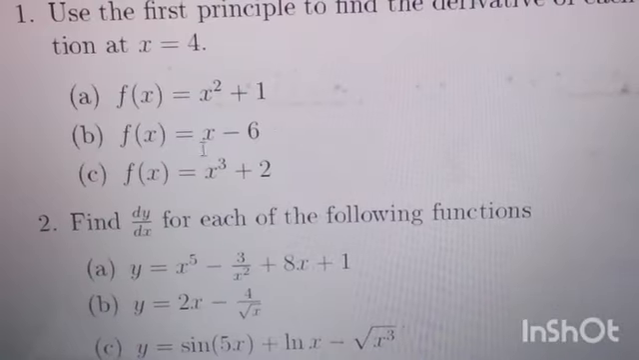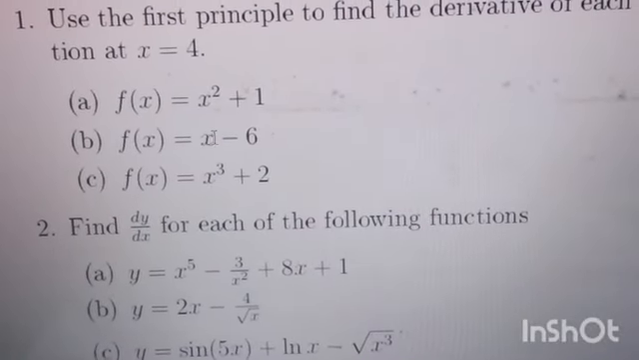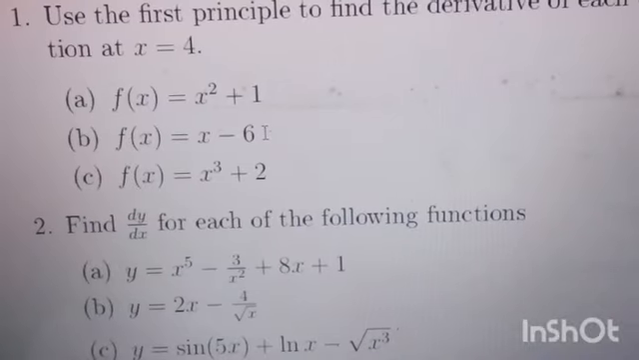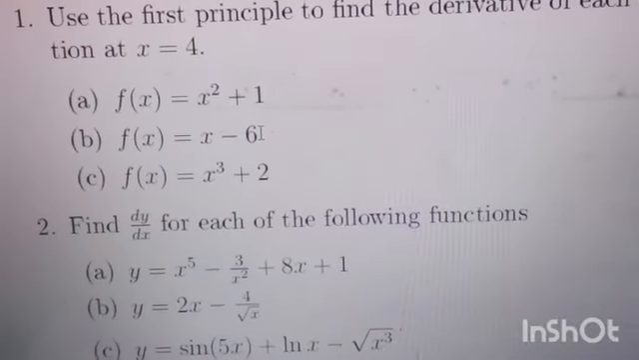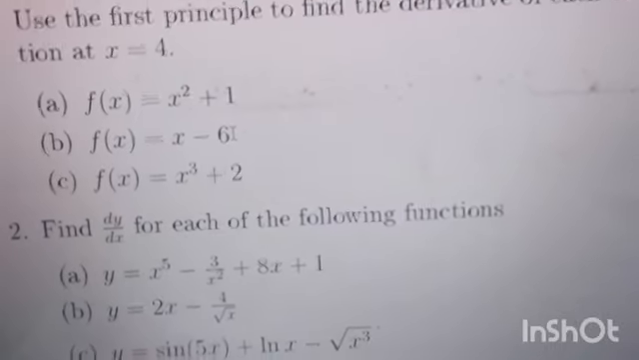Then on x minus 6, where there is x, you place x plus h, then minus 6. Then on f of x, you place this entire function. Things will be cancelling out themselves simply. So you see this, yeah.